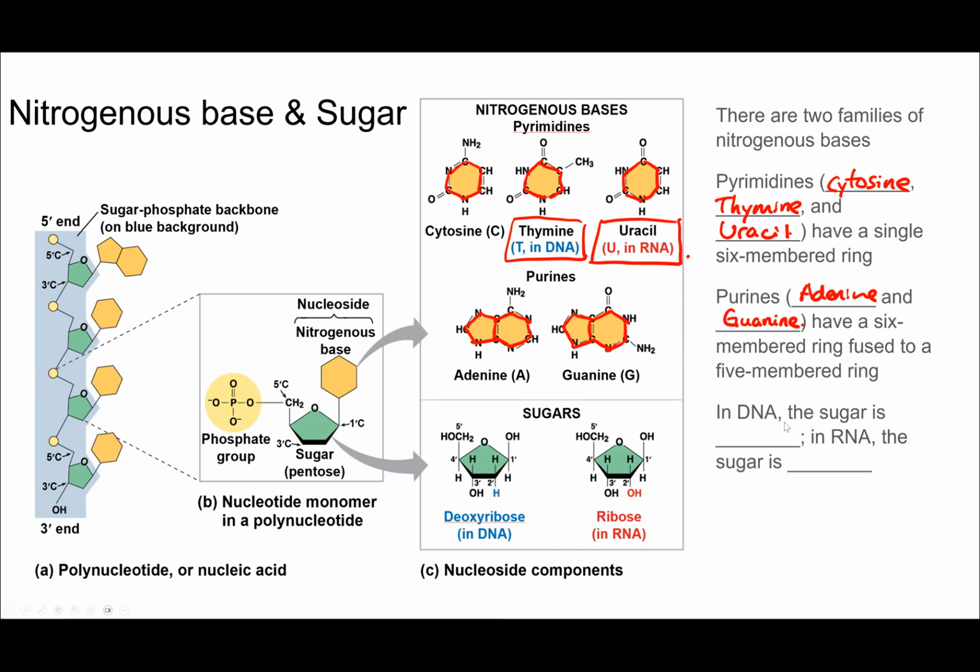For sugar, DNA and RNA also contain different sugar. For DNA, it contains deoxyribose. That's how DNA gets its name. And if you remember, -ose means sugar. Whereas in RNA, the sugar is ribose, R-I-B-O-S-E.